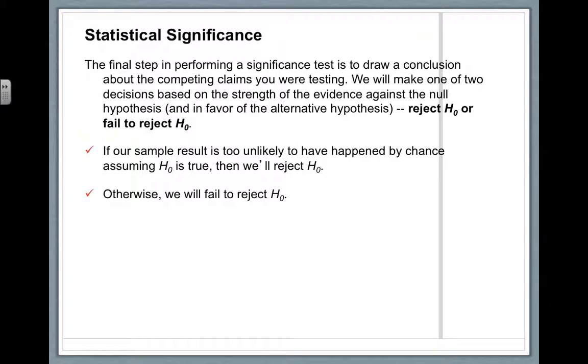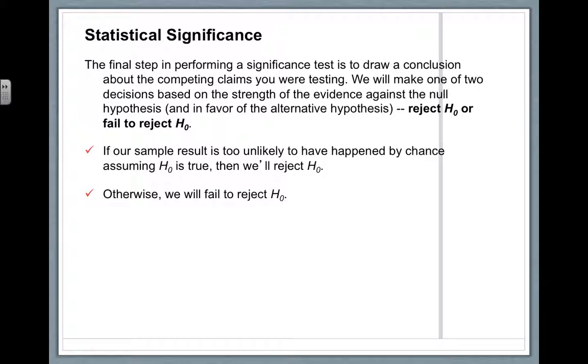Okay, so the final step in performing a significance test is to draw a conclusion about the competing claims you were testing. So what happened? Were we right about the null hypothesis, or were they right about the null hypothesis, or were we right about the alternative hypothesis? We will make one of two decisions based on the strength of the evidence against the null hypothesis and in favor of the alternative hypothesis. So we're going to say it very simply as either rejecting the null hypothesis or failing to reject the null hypothesis.